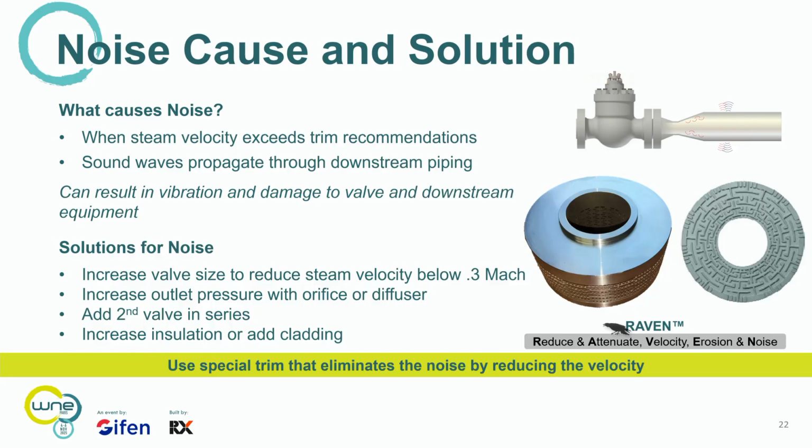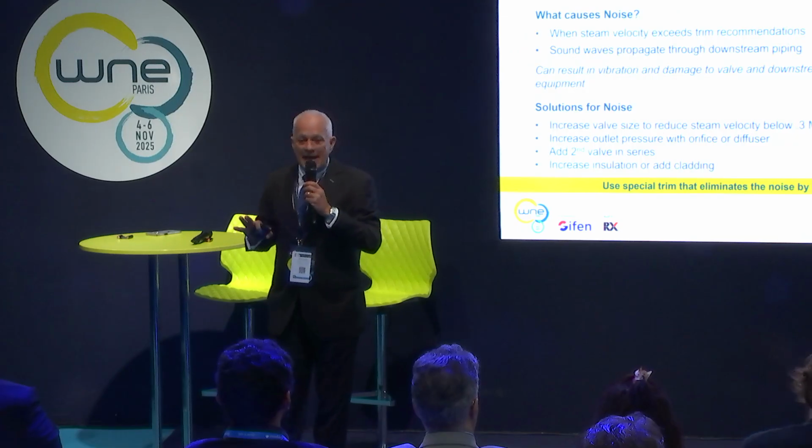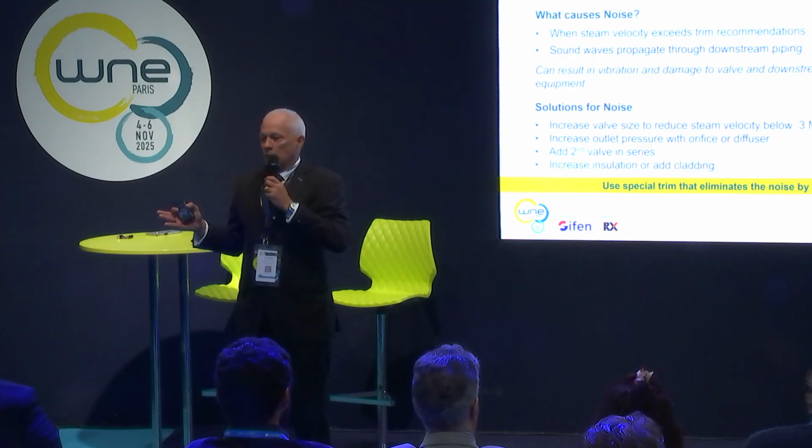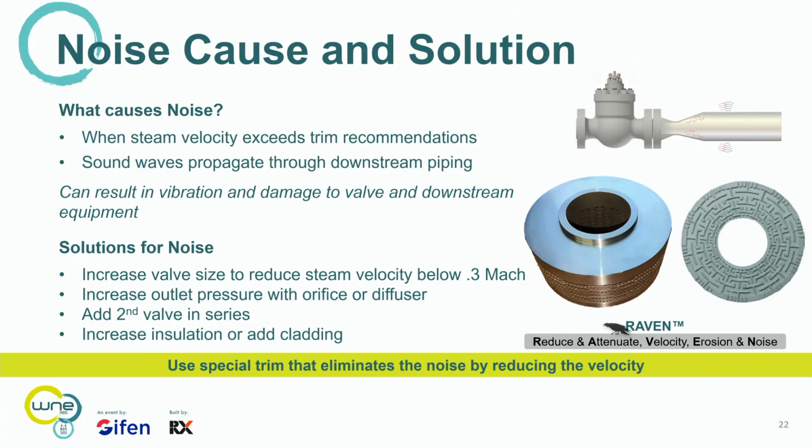In this case, it's interesting. There are certain solutions. One is you want to keep the speed of that gas below 0.3 Mach. Very simple, okay? You could increase the outlet pressure so you don't have that velocity going down. You could add a second valve. That's another cost. That way you're taking the pressure drop or the velocity across two valves instead of one. And you could increase the insulation, right? We all know on a valve, they add insulation on steam lines or gas lines. But that does not solve the problem of the noise being damaging. It just makes it quieter.